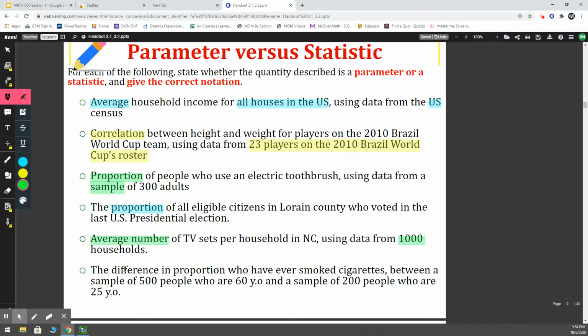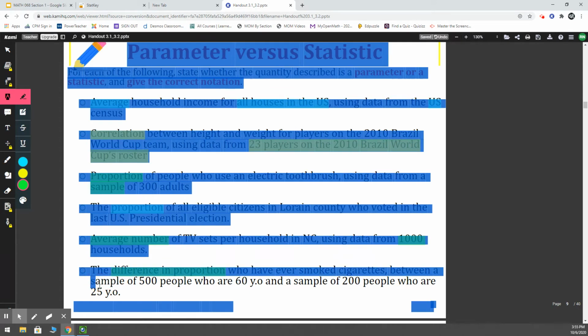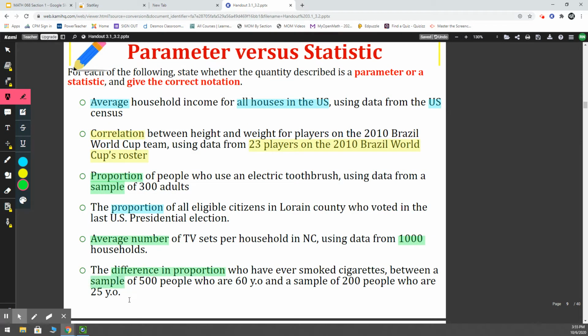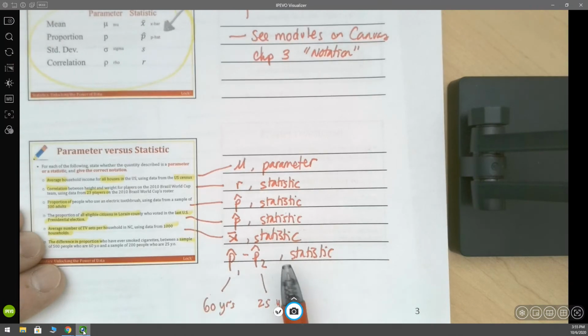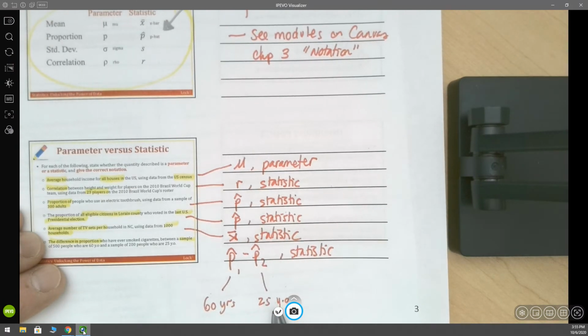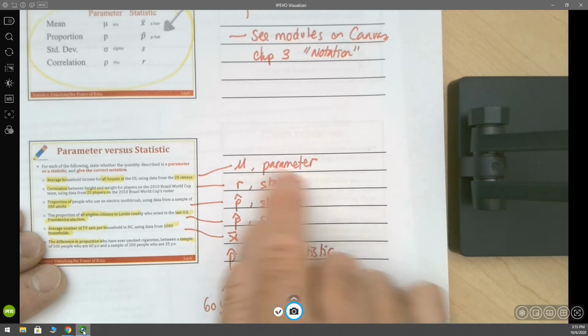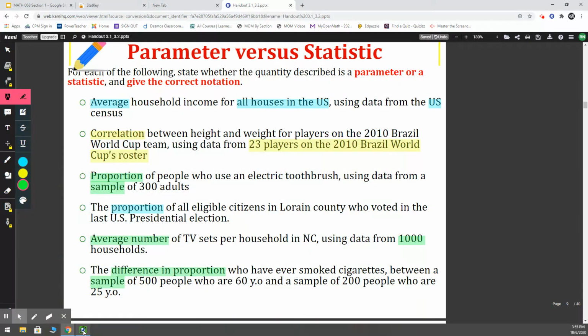The last one, a difference in proportions. So I'm going to have two proportions here subtracted from each other. And it's clearly from a sample because it says sample right there. Oof, messed that up, didn't I? It's trying to take the whole thing. Sample. There we go. So it is p hat 1, the 60-year-olds, minus p hat 2, the 25-year-olds, and it is a statistic again. Make this notation part of your everyday discussion in statistics class.